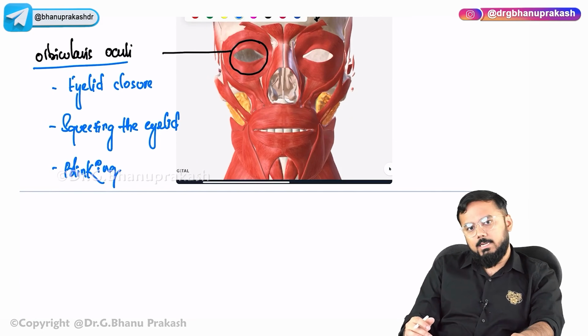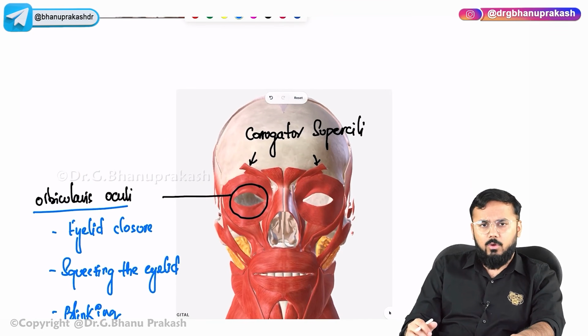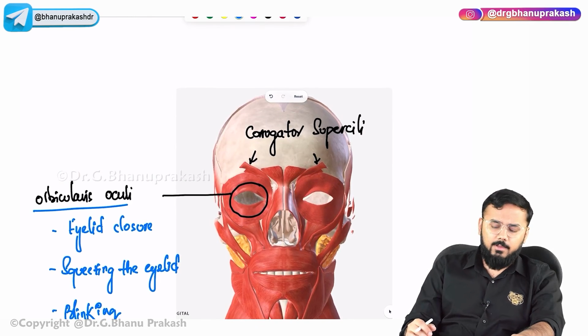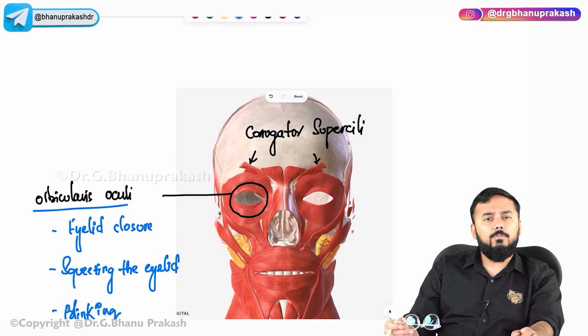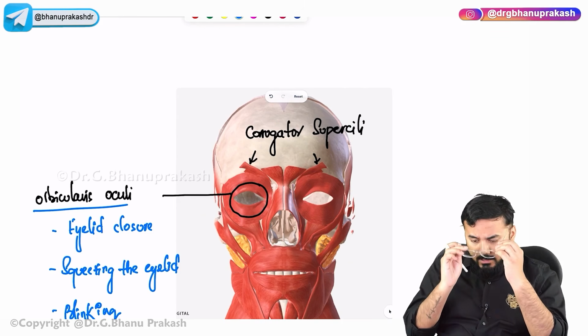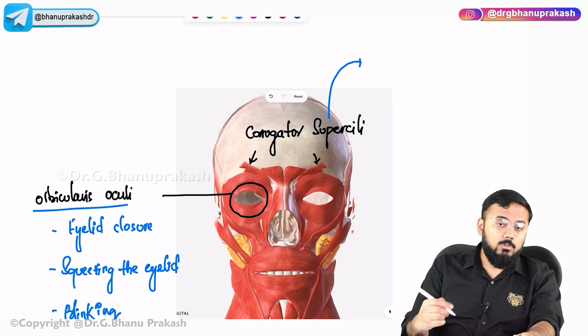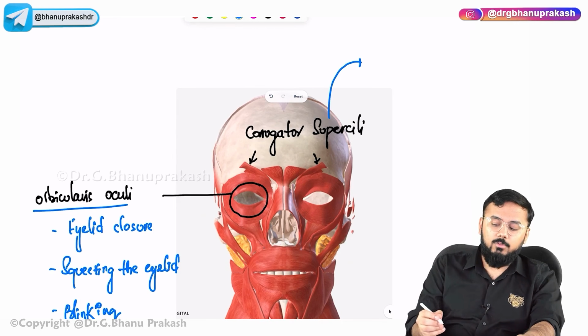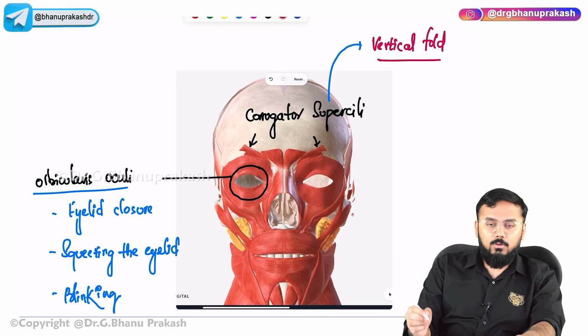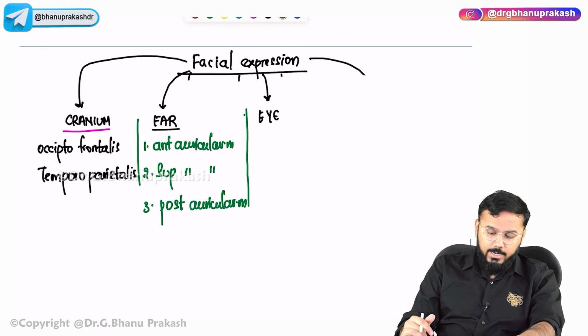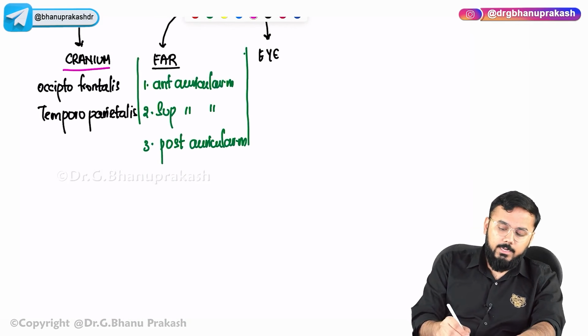After this we have your corrugator supercilii. These are the two muscles that are present. By the way, remember one thing: corrugator supercilii is responsible for creating a vertical fold. For example, when you put your face serious like this, you see a vertical fold here. This vertical fold is done by the corrugator supercilii muscle. There is also another muscle which will create a vertical fold, I will tell you that, but the corrugator supercilii muscle will create a vertical fold over here.